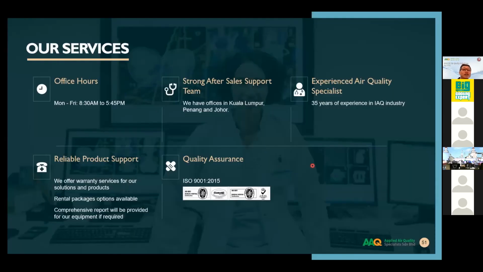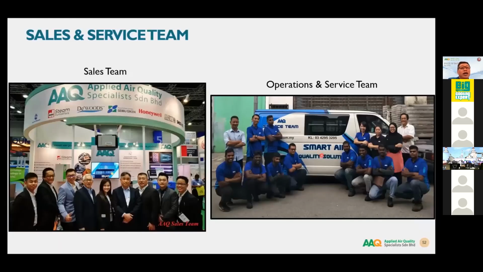As for our services and operating time, we have a strong support team and after-sales service. We have been in the market for 35 years, and we are also an ISO certified company. We follow ISO standards. So that's all. This is our sales team, operation team and service team.